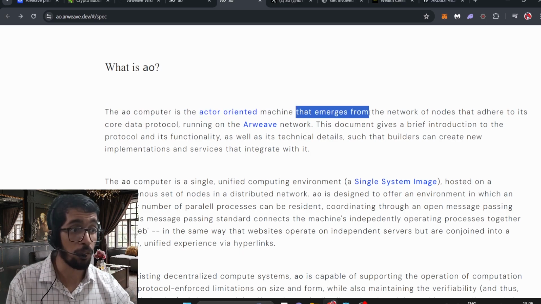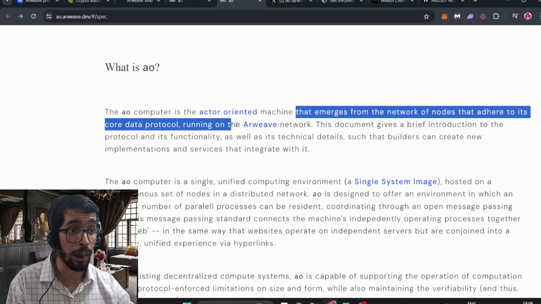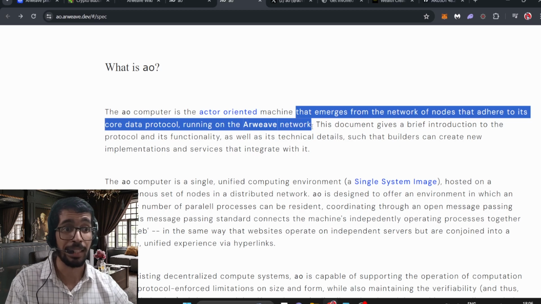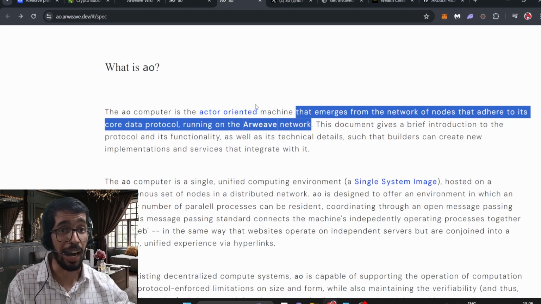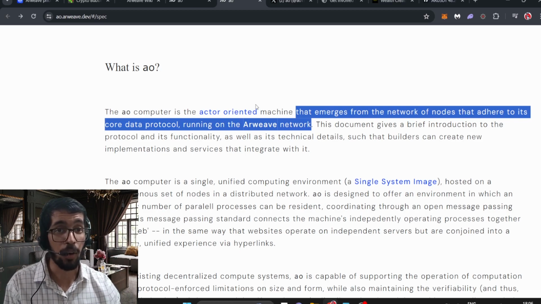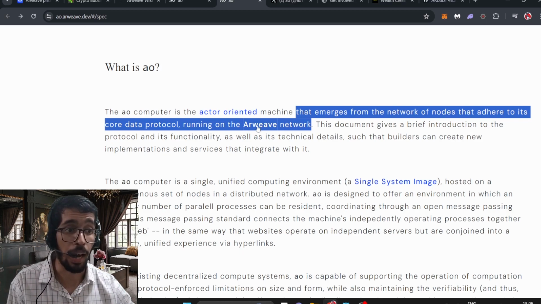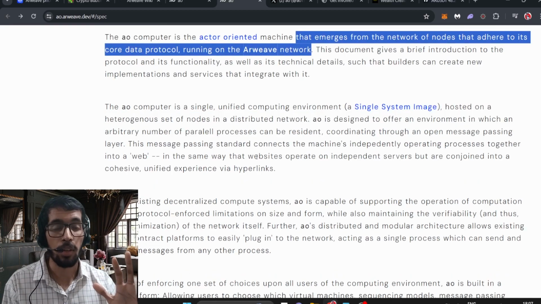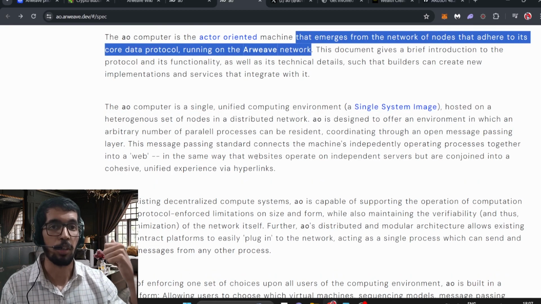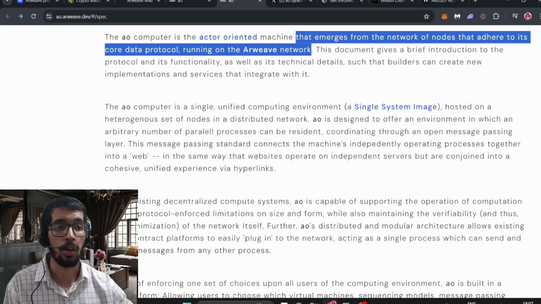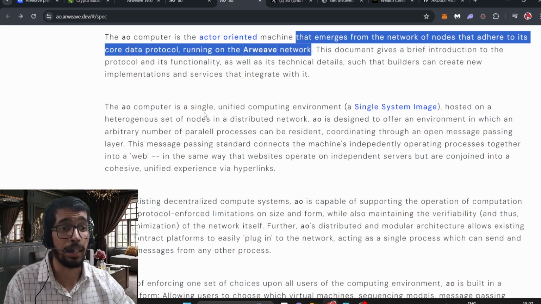system that emerges from the network of nodes that adhere to its core data protocol running on the Arweave network. So this AO emerged from Arweave, from the network that Arweave has created, from the core data protocol running on the Arweave network. AO is a different layer, like Ethereum, Cosmos, then Solana. It's a different layer like that. So I got the point, right? How does it make it different from other layer ones?